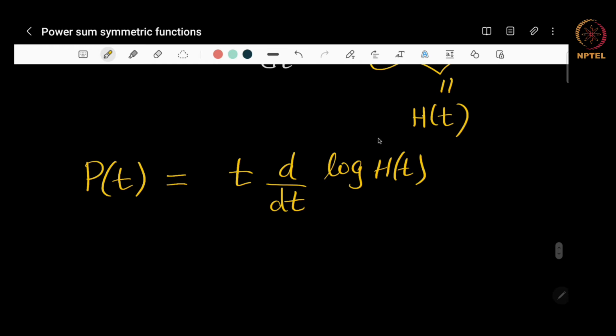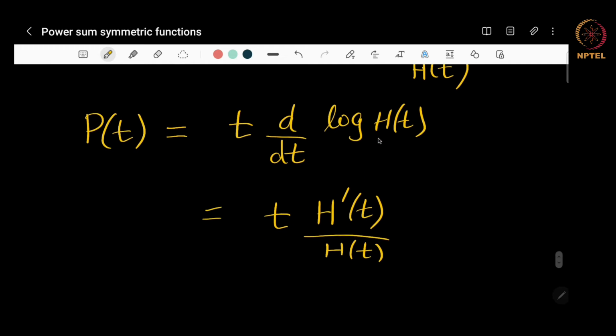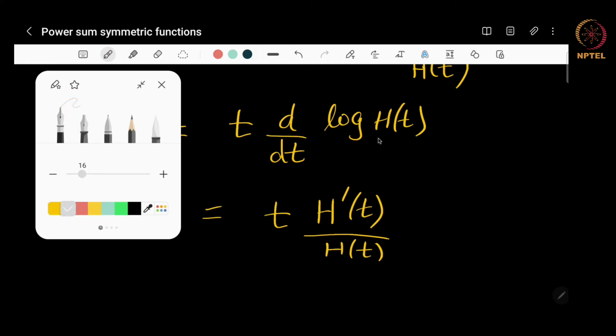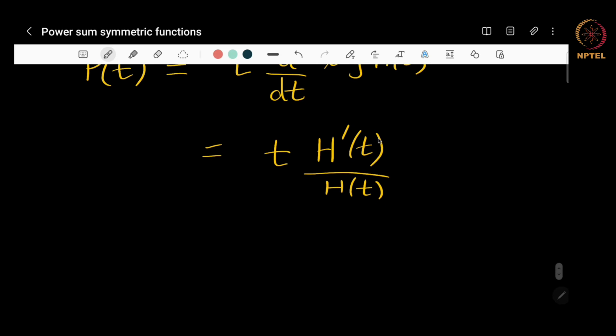Okay, and again, what's that? That's again by using the chain rule. That's just t h prime t by h t, where h prime just means take the derivative with respect to t. Okay, so that's the equation in some sense, and I'm going to rewrite that equation in a form which allows me to calculate the p's in terms of the h's. So I will rewrite this equation as p t h t is t times h prime t.